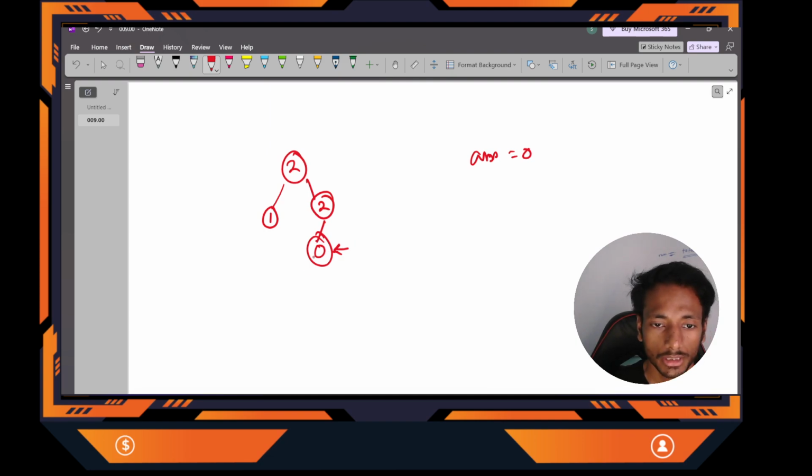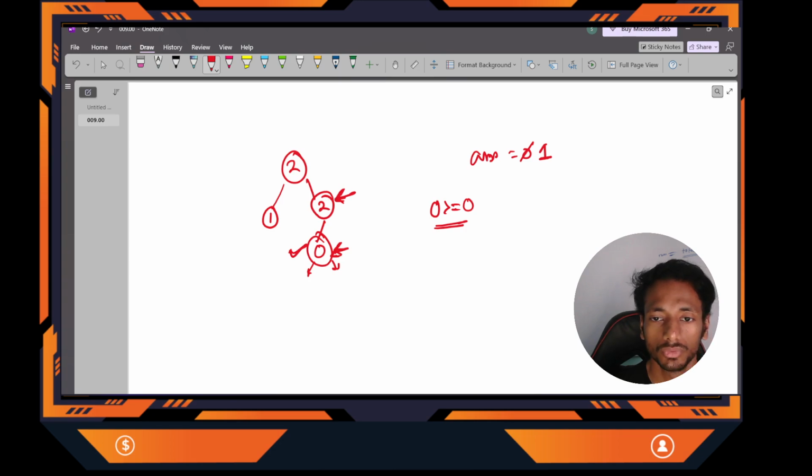So for this node, is there any child? What is the maximum value I can have in this hierarchy? That is 0 only, because for the left child there is null, for the right child there is null. So there is no child. That means the maximum value in this hierarchy is 0, and the current root node value is also 0. So 0 is greater than or equal to 0. Yes, that's true. That means this is a dominant node. So our answer will be increased by 1.